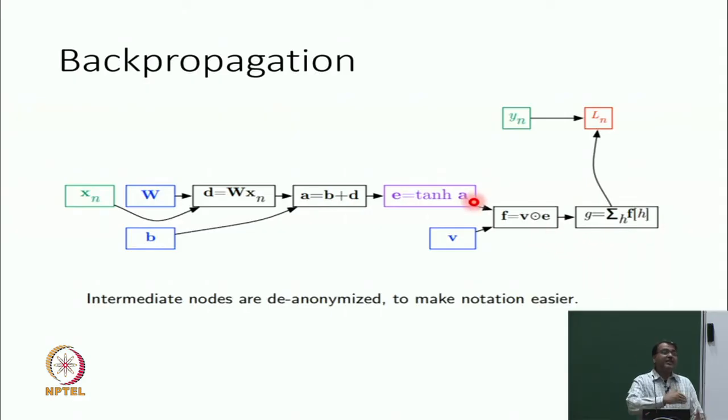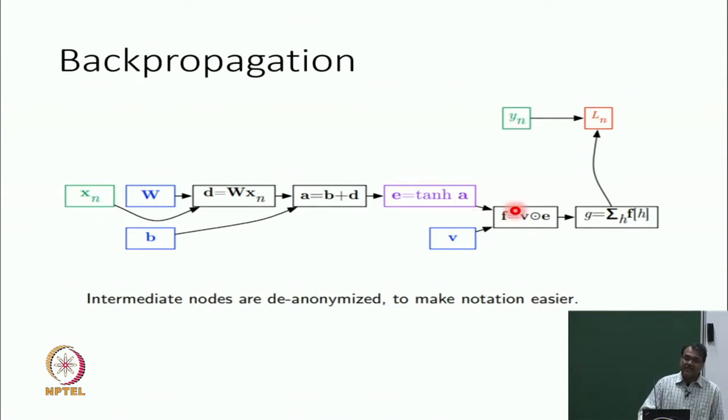But we have split it into unit steps. So first xn came, w came, and that created wxn. Let's call it d. Now b came, and we added b plus d, so that created wxn plus b. Let's call it a. Then we computed e equal to tanh of a.